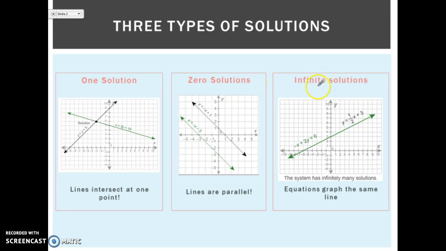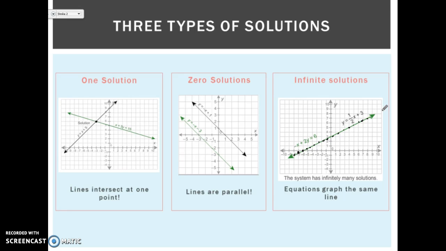The last example is infinite solutions. It's hard to see because they don't actually show you both lines, but you can see two different equations here: y equals 1/2 x plus 3 and -x plus 2y equals 6. Both of these equations, when graphed, form this exact same line. So every single point on this line is a solution. That's why we say it's infinite solutions, because there's an infinite number of possibilities that would be a solution to that system of equations.